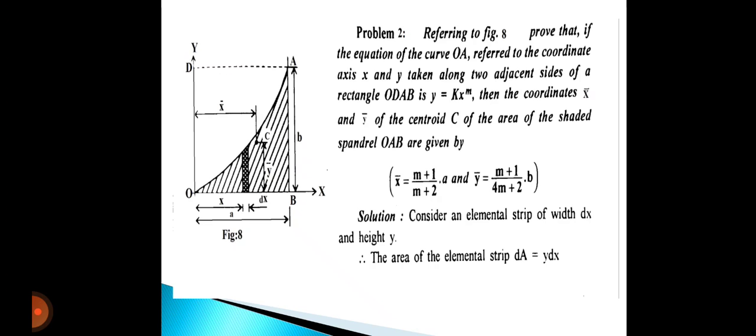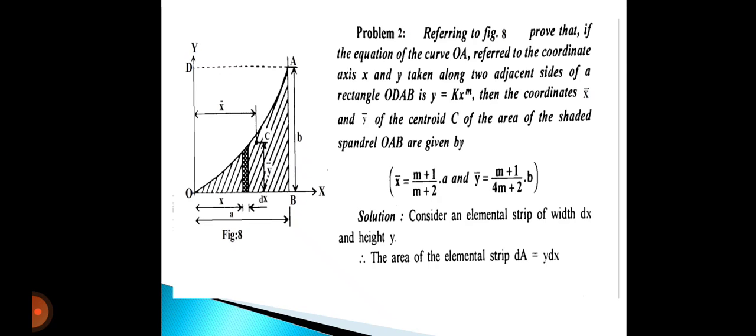Now problem number 2, referring to figure 8, prove that if the equation of a curve OA referred to the coordinate axes x and y taken along two adjacent sides of a rectangle ODAB is y equals kx to the power m, then the coordinates x bar and y bar of the centroid C of the area of the shaded spandrel OAB are given by x bar equals (m plus 1) by (m plus 2) into a, and y bar equals (m plus 1) by (4m plus 2) into b.